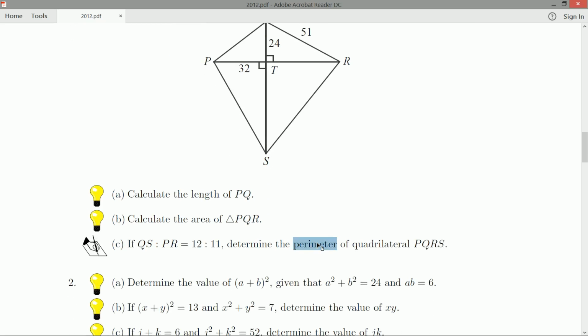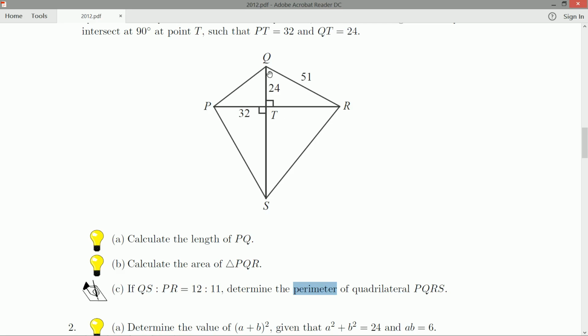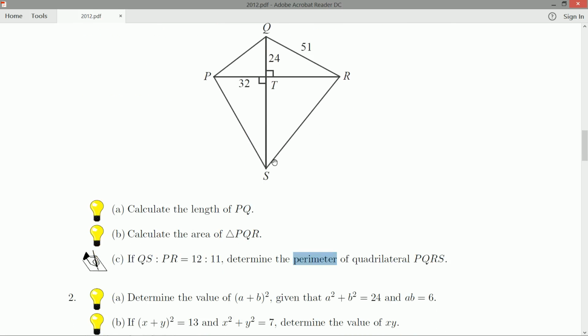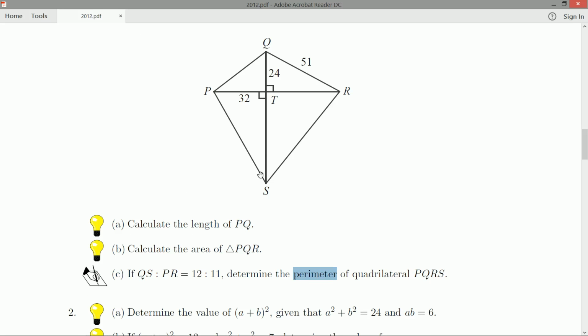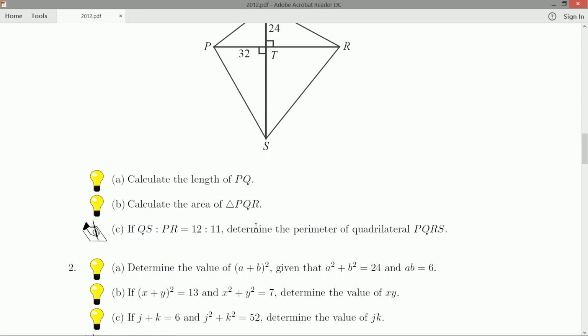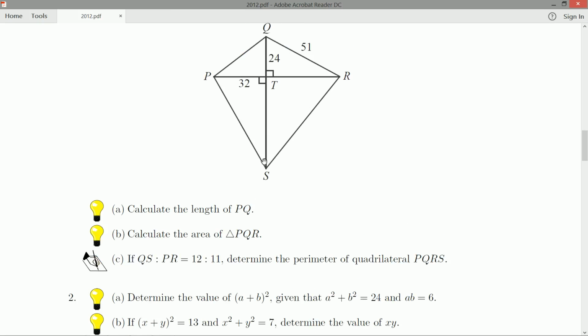Okay, so we want the perimeter. So perimeter would be PQ plus QR plus RS plus SP. Well, I know what PQ is, and I know what QR is. I've had those worked out from A, and of course the 51 was given to me. But I don't know what RS and PS are. But again, we've got some right angles here, and I know TR and I know PT. So if I knew ST, Pythagoras would save the day, and then we'd just add up each of those hypotenuses.